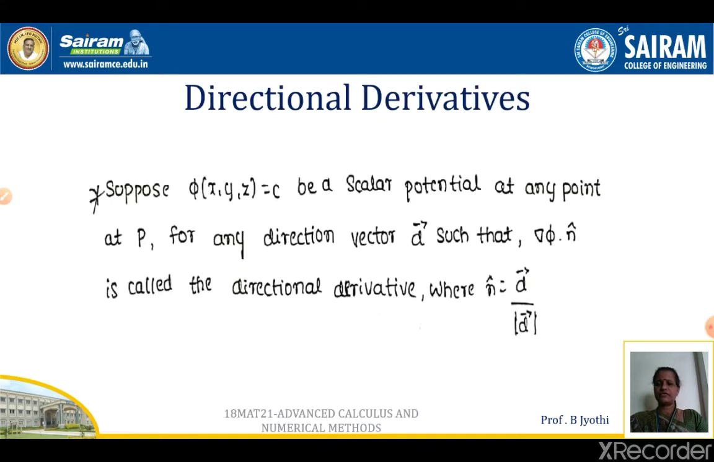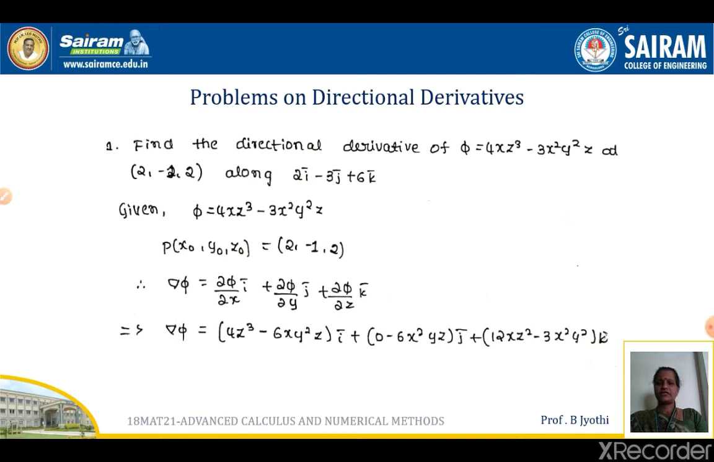Suppose phi of x, y, z equals c is a scalar potential at any point P, and for any direction vector d, del phi dot n cap is called a directional derivative, where n cap is d divided by the magnitude of d. So let's see the problems on directional derivatives.